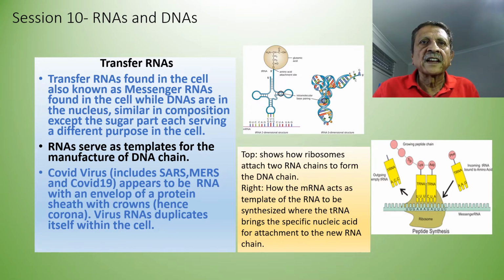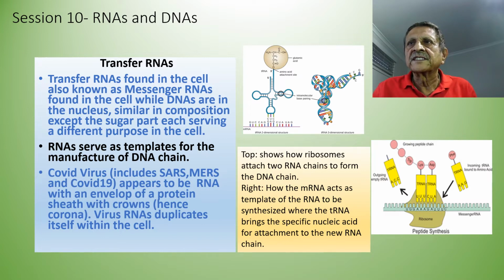These viruses, and the RNAs that are in the virus, duplicate themselves within the cell of an animal or a plant. If you go to the picture on the right, you will find that a ribosome, which is also a type of combination of RNAs, is capable of attaching two RNA chains to form a DNA chain.